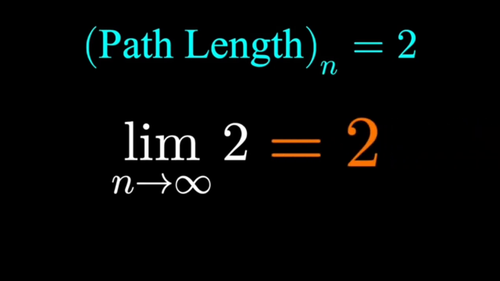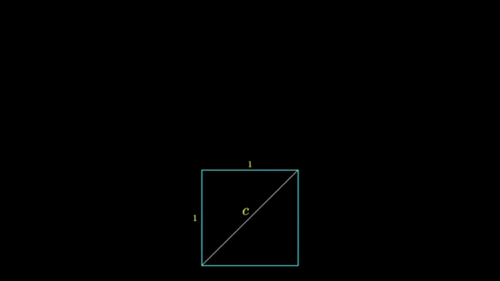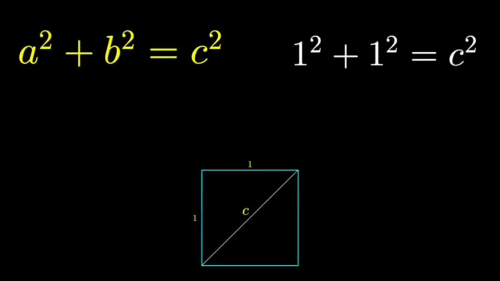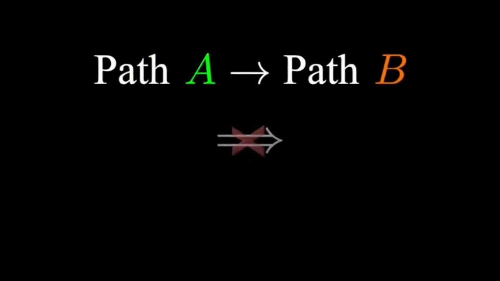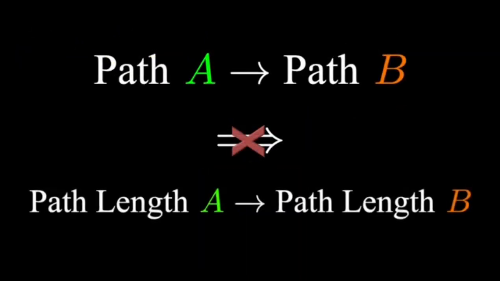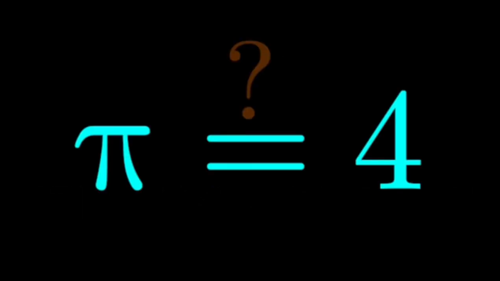But we know the true length of this diagonal by the Pythagorean theorem. Just say 1 squared plus 1 squared equals the diagonal's length squared. The diagonal's length is square root of 2, which is different from the path length of our staircase. One path approaching another does not mean that the path lengths are equal. And this logic exposes the fallacy that pi equals 4. This paradox was fun.